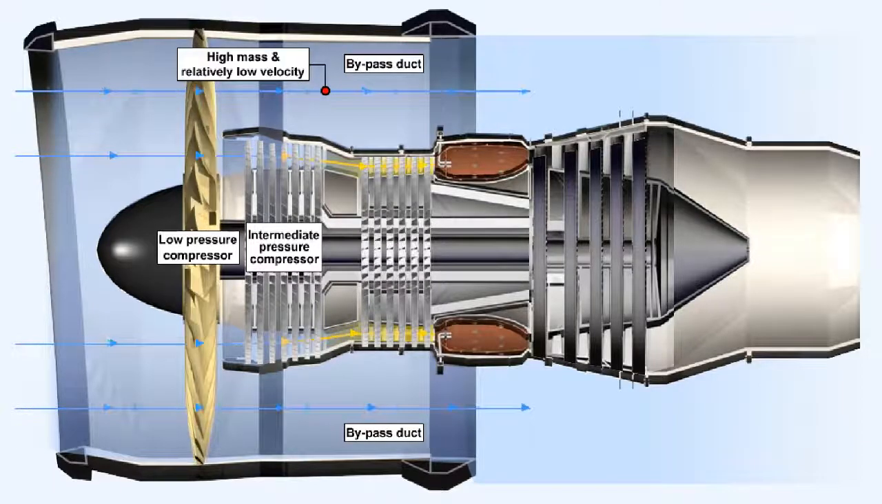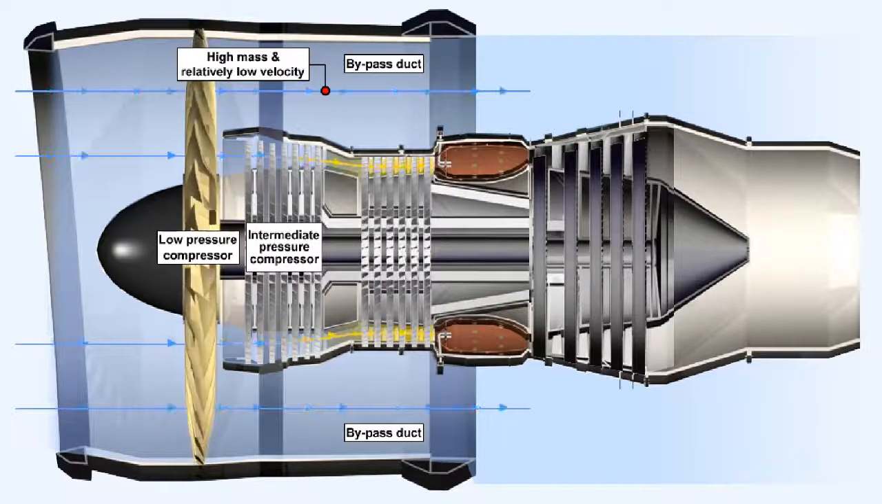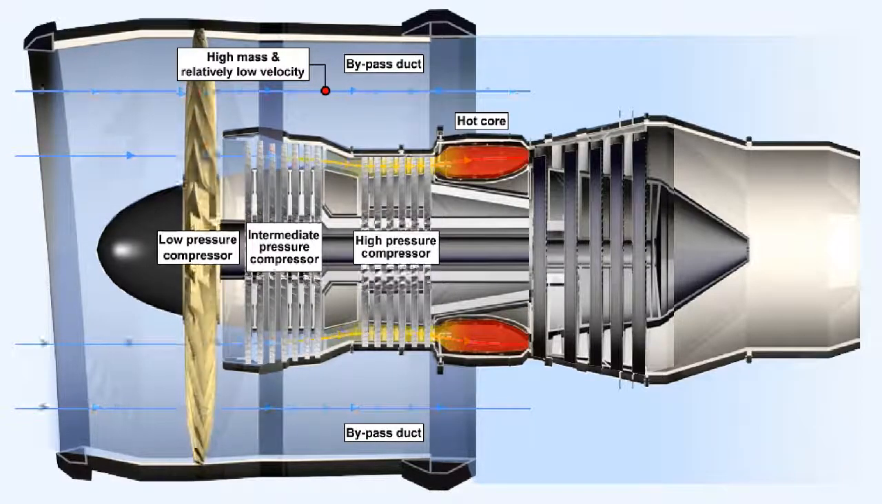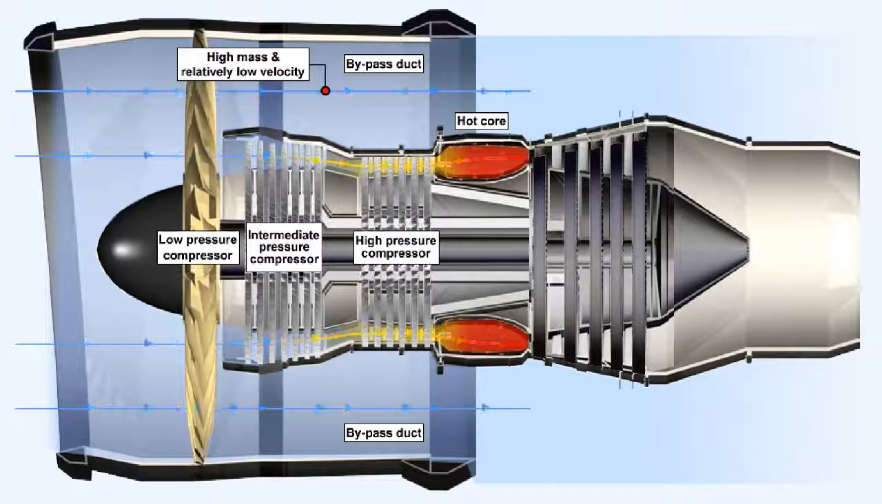The thrust of this type of engine is almost completely dependent on the relatively cold air going through the bypass duct, which has a high mass and relatively low velocity, hence its high propulsive efficiency. The air which passes through to the hot core, which consists initially of the intermediate and high-pressure compressors, has a great deal of energy added in the combustion chambers. But this energy is required to drive all of the compressors, which includes the fan.